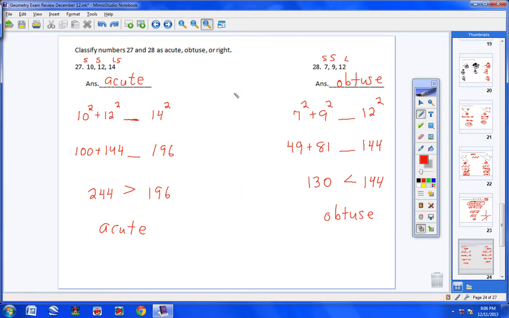So that's a really good review of how to look at just the sides of triangles. And using these formulas here, or these tests, you can decide whether the triangle is acute, obtuse, or right.